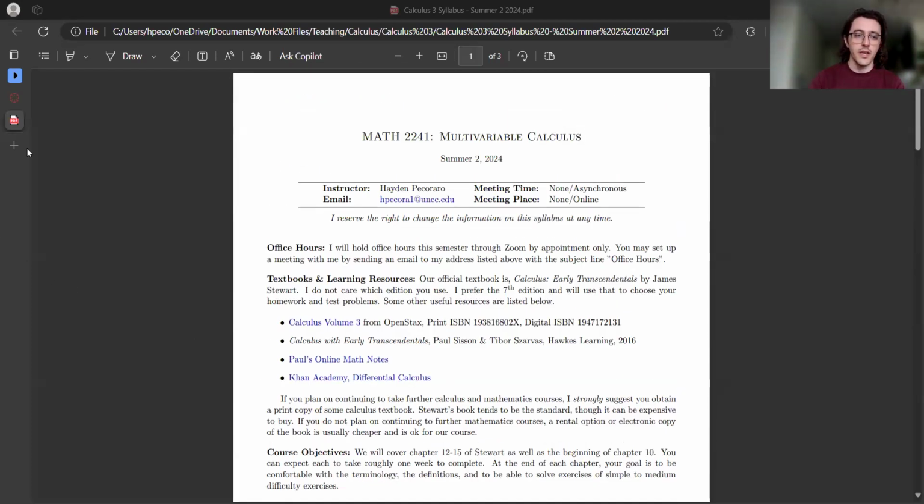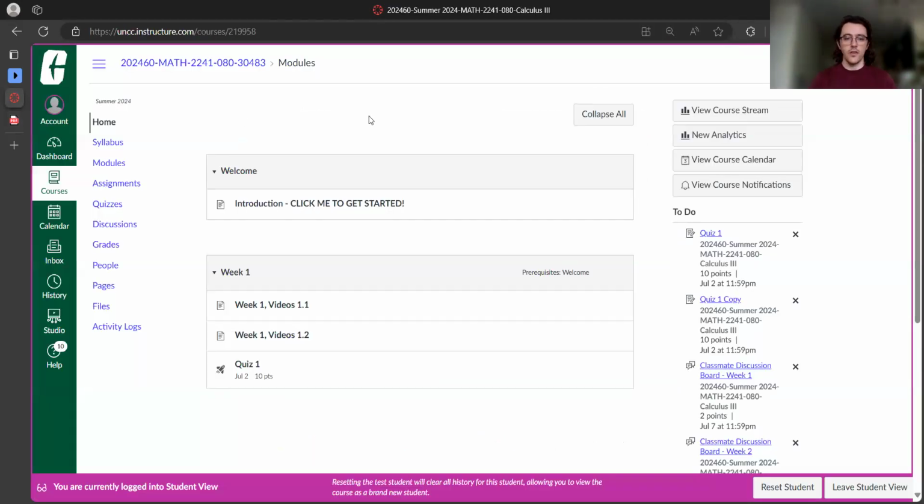So why don't we now go ahead and look at our Canvas page. Okay, so here you can see some stuff. I'm looking at this in student view, so this should be how it appears when you guys look at our Canvas page. The course is not published at the moment, so you can't see this just yet, but you will as soon as I'm able to publish it later.